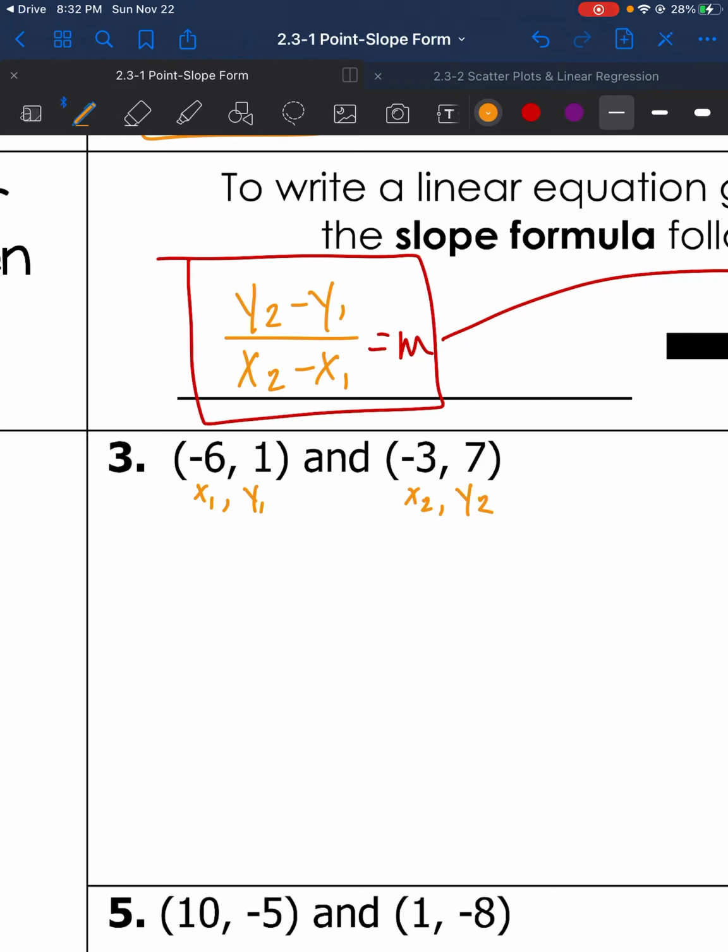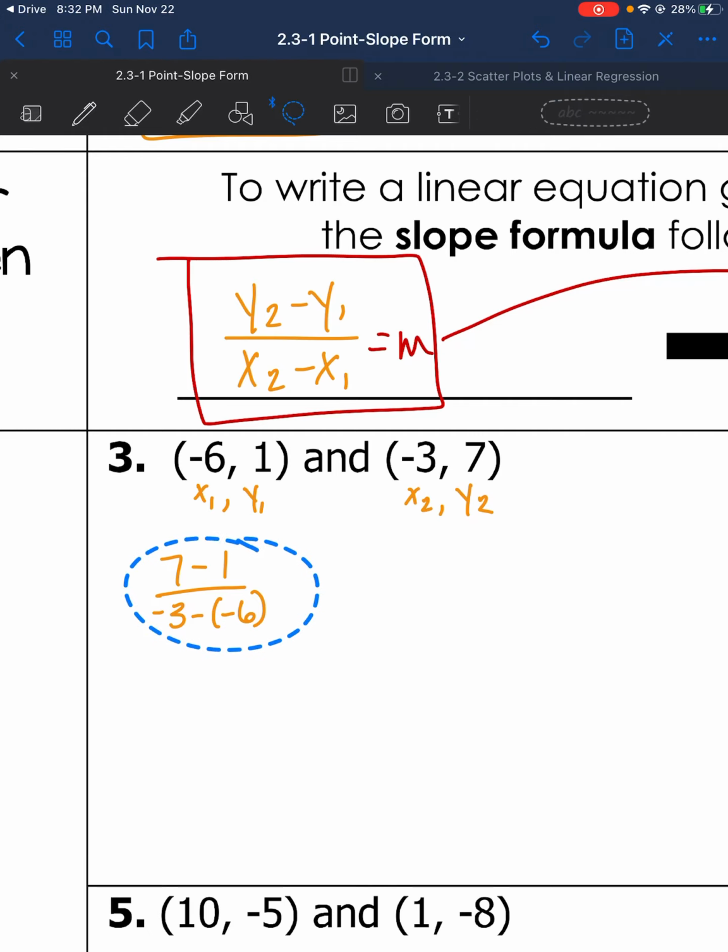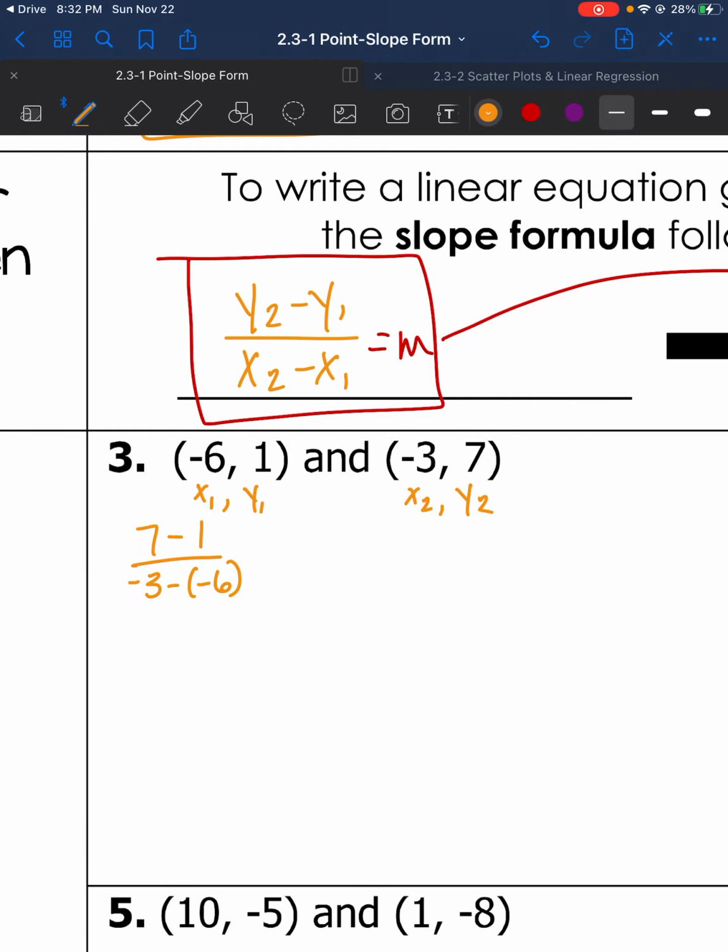So according to this formula, we do y2 first, which is 7, minus y1, which is 1, over x2, negative 3, minus x1, which is negative 6. Let's simplify this. 7 minus 1 is 6, and then negative 3 minus negative 6 is actually negative 3 plus 6, which is positive 3. Then simplifying 6 over 3, that's equal to 2.